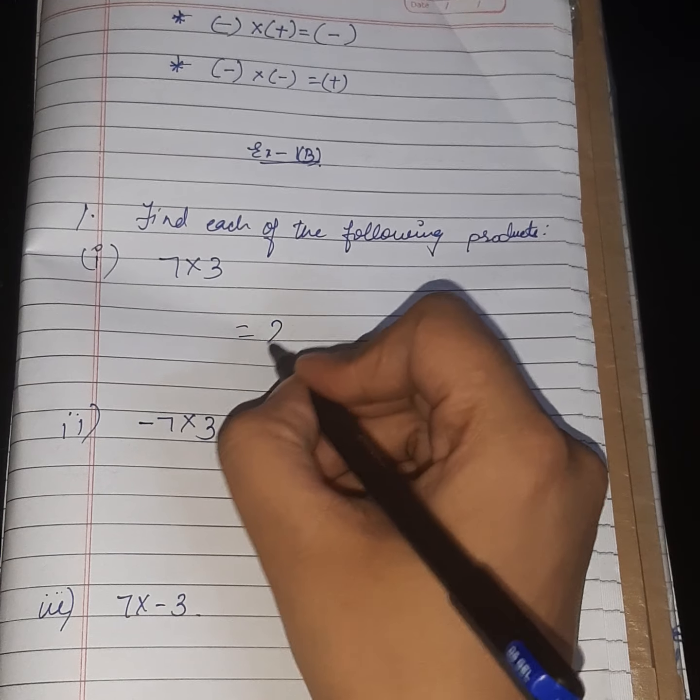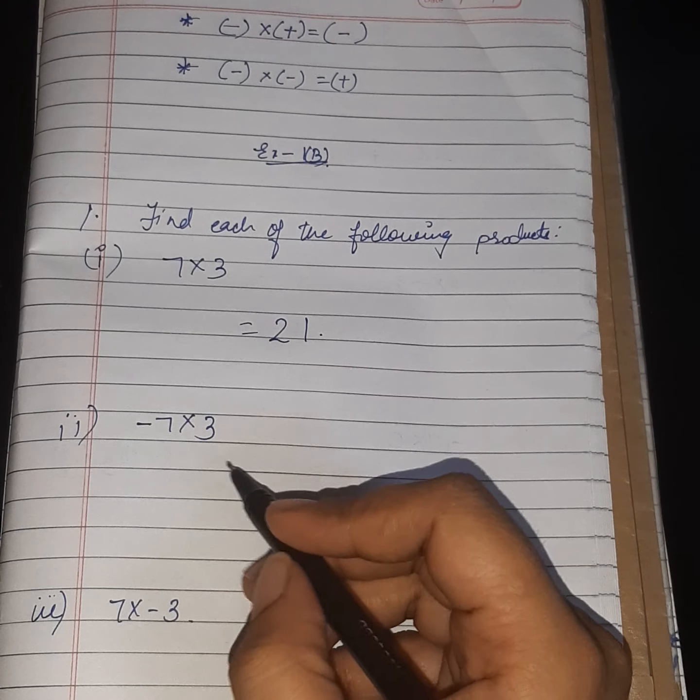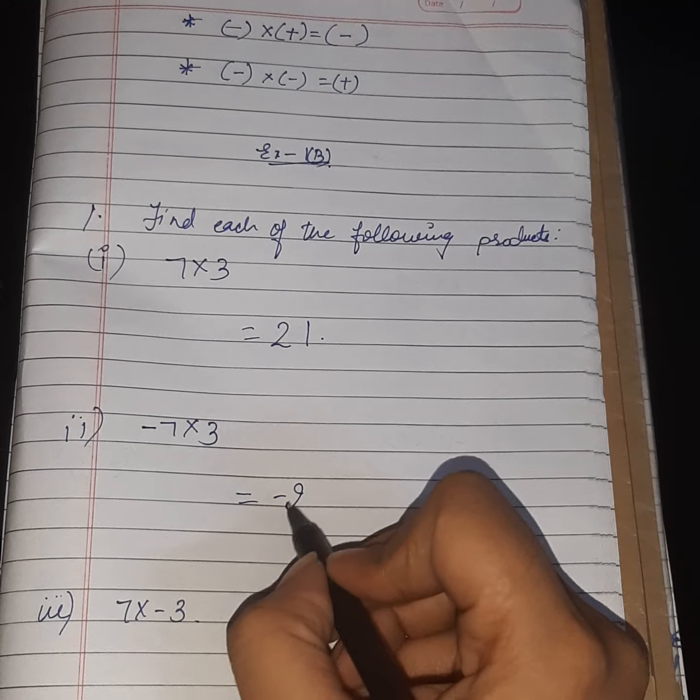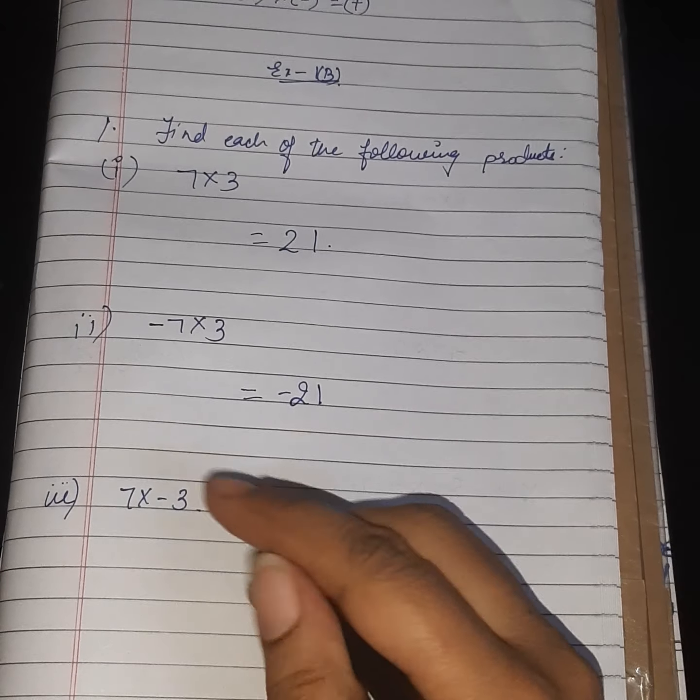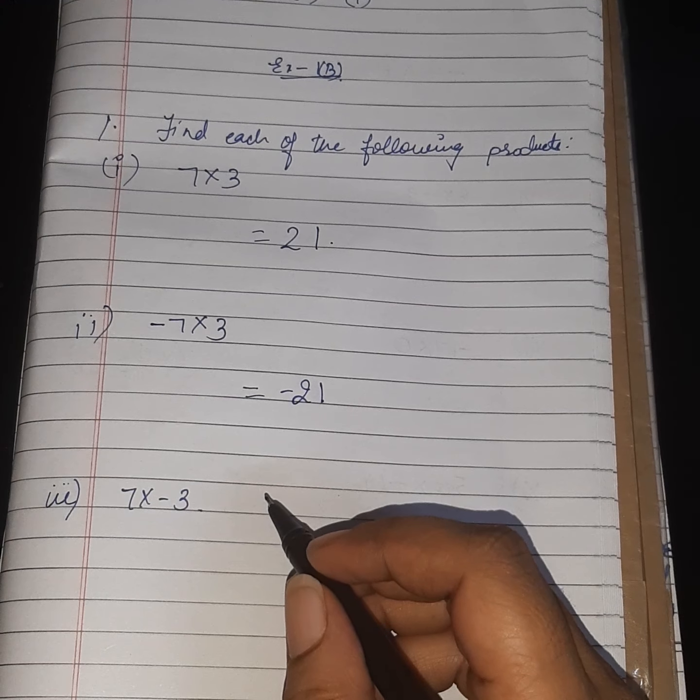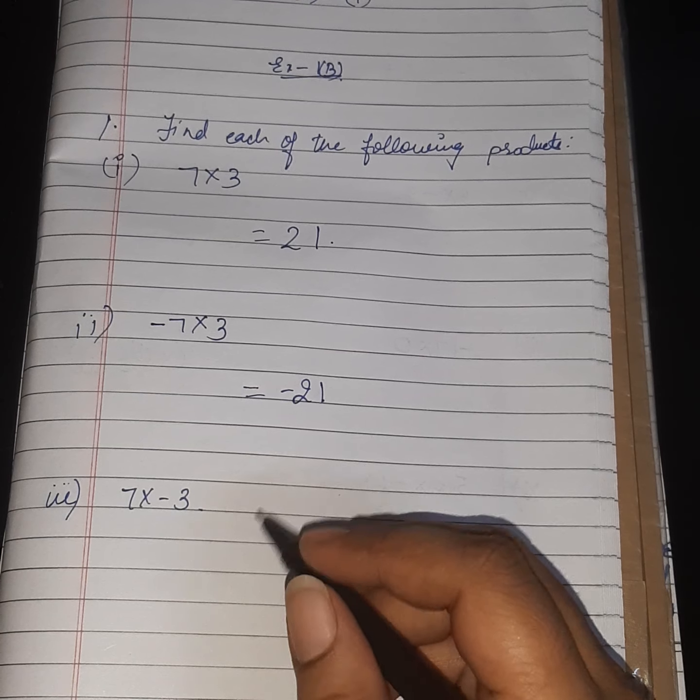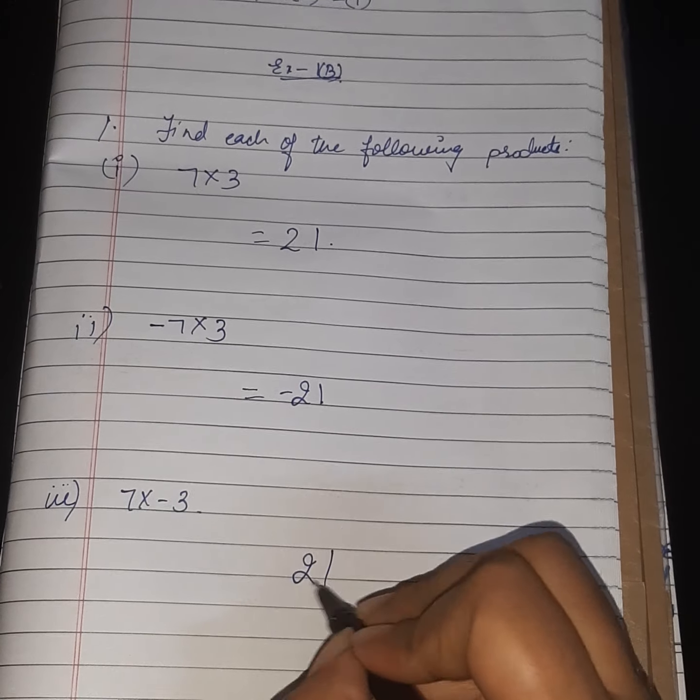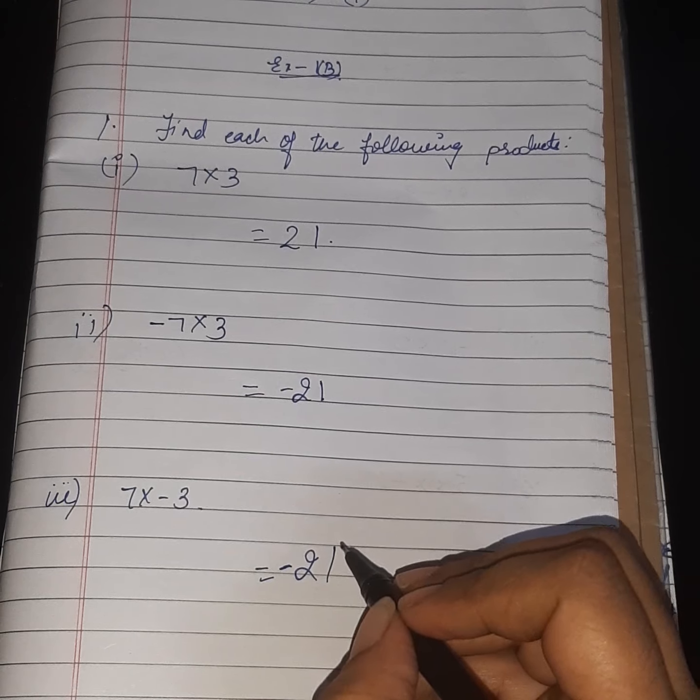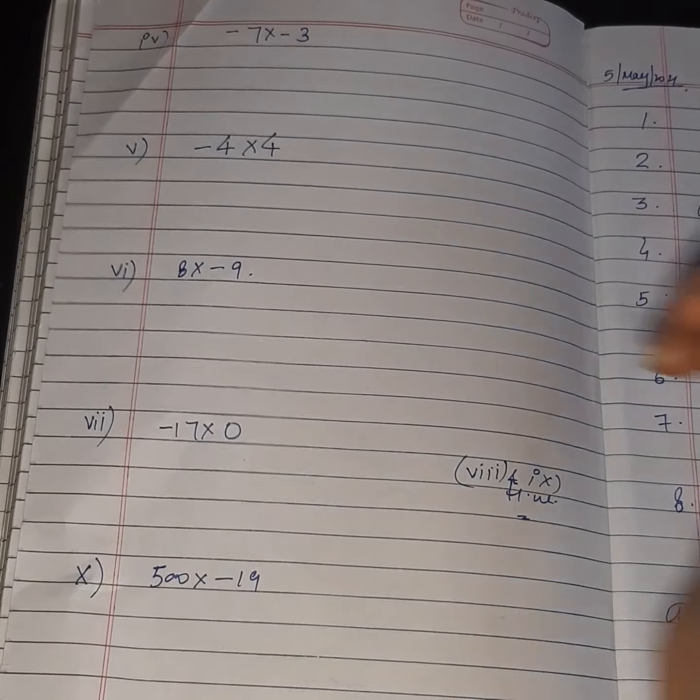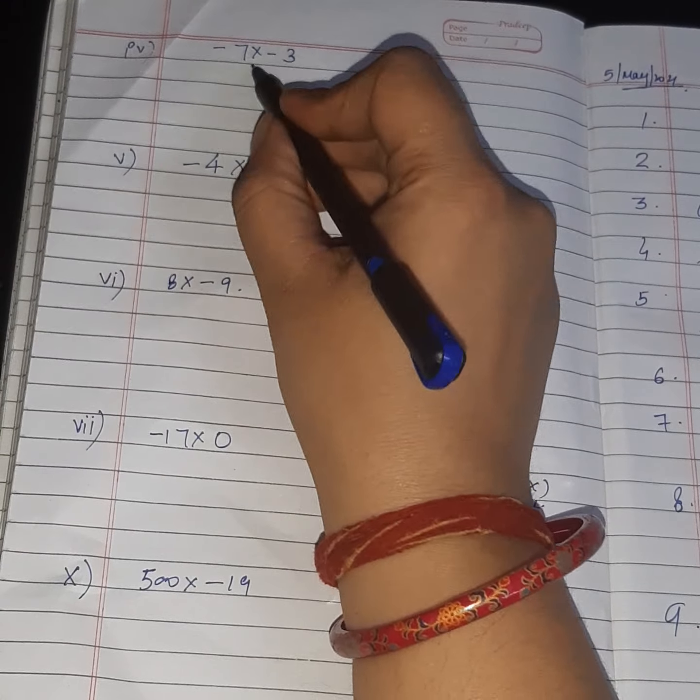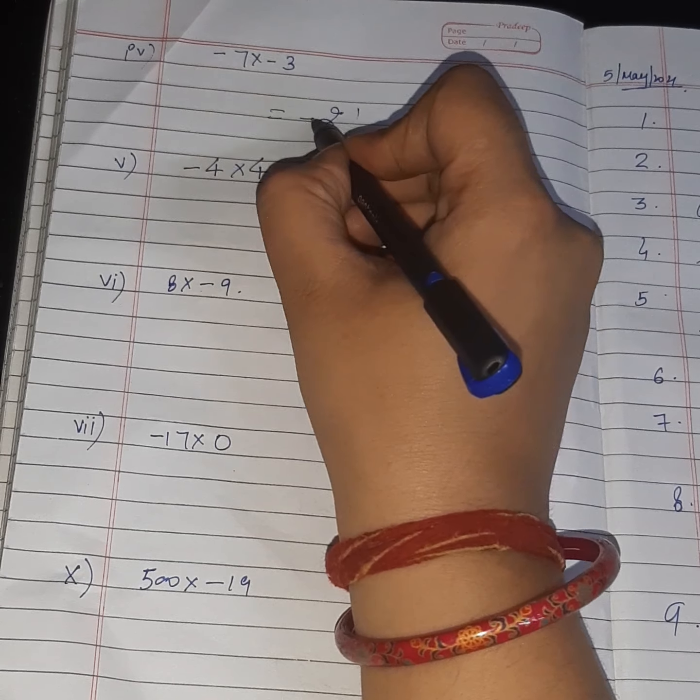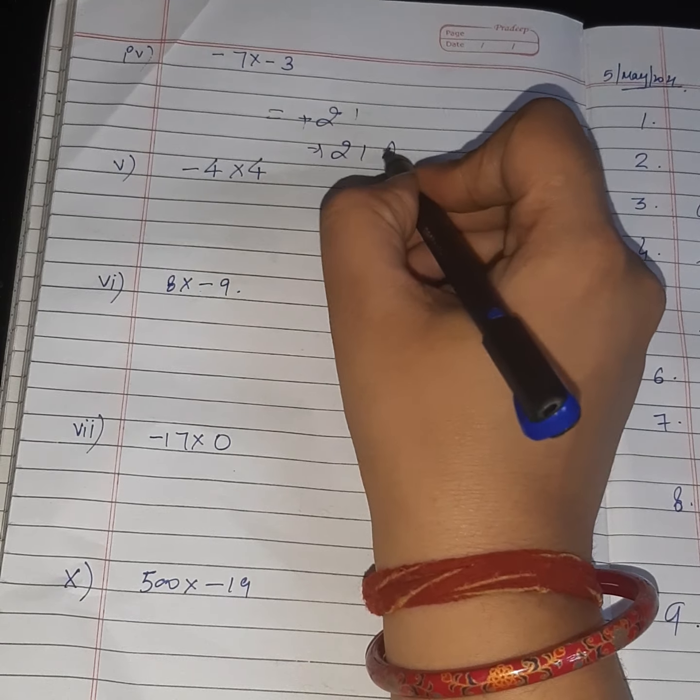7 into 3, 21. Now minus 7 into 3, 1 is negative, so our answer will be minus 21. First we will multiply the simple numbers and then see whether the sign is negative with one or both. 7 3s are 21, so the answer will be minus 21 here. Now here if we see 2 are negative, so 7 3s are 21 and minus into minus is plus. So simply we have to write 21 as the answer.